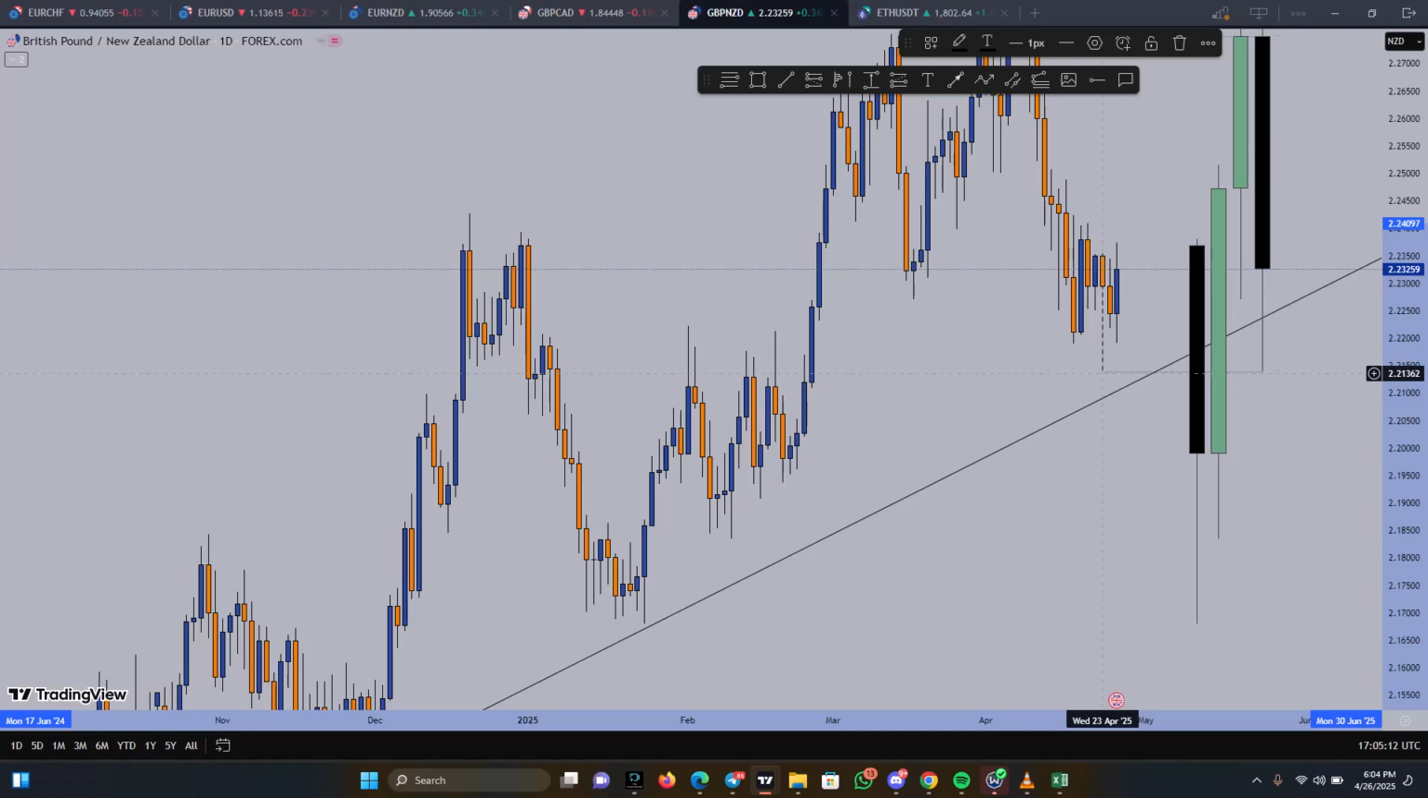Daily time frame is not really telling much. Honestly, it's not giving much. So let's drop that to 4 hour. This 4 hour indicates the entry for the weekly time frame. So let's check the 4 hours.